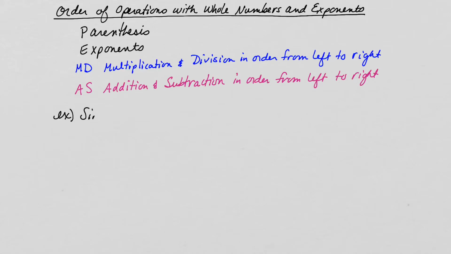Simplify. A. 6 times 2 to the 4th divided by 4. If we look at this problem, I don't have any parentheses. I do have an exponent of 4, and it's attached to the 2. So the first thing I'm going to do is that part right here. 2 to the 4th means 2 times 2 times 2 times 2.